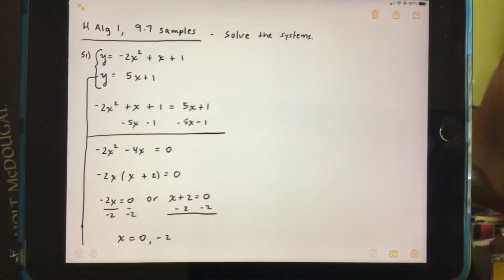Hello, Algebra 1. We're going to take a look at our 9.7 samples in preparation for our quiz 9.7.